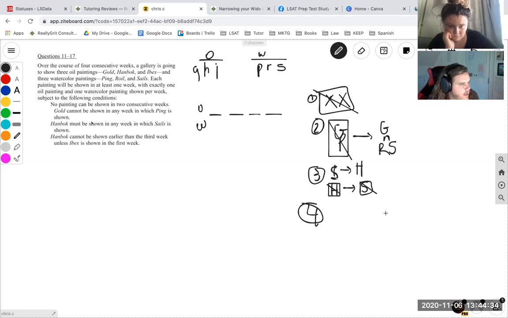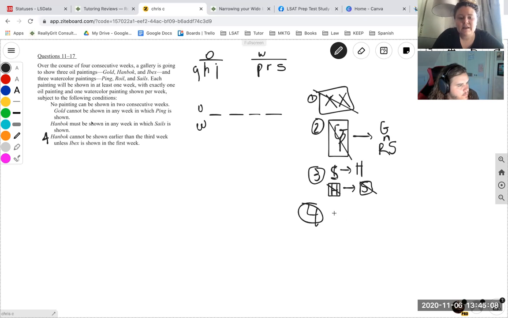All right. H cannot be shown earlier than the 3rd week unless I is shown in the 1st week. Well, that's a very complicated rule. I do not know how to draw that. Okay, so think about it simply. So if H is shown earlier than the 3rd week, so if H is in 1 or 2, what does that mean?